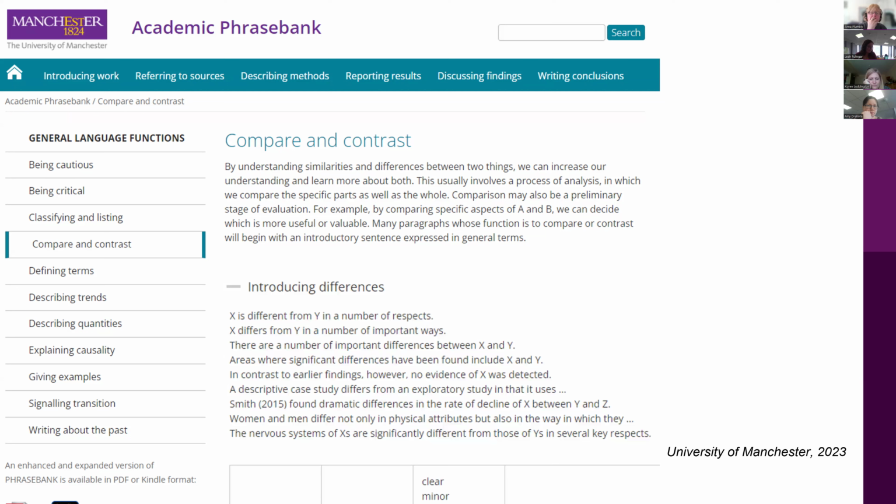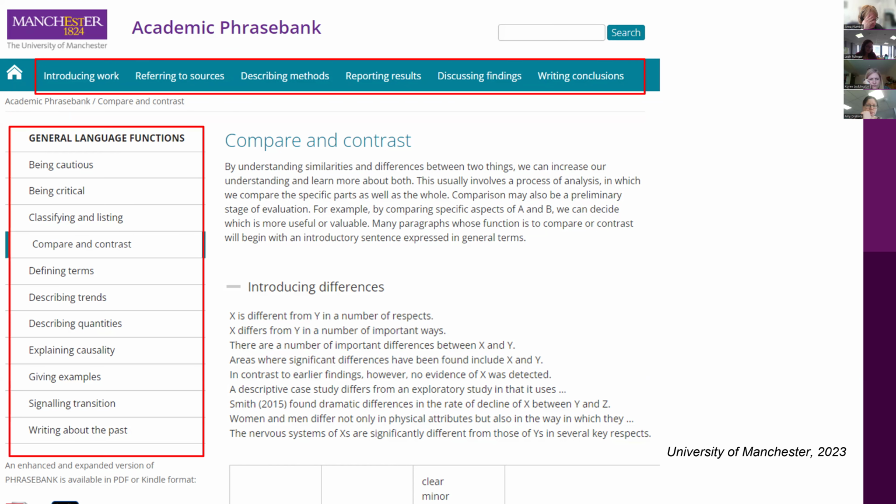So clicking on all of these different headings brings up example sentence starters you can use, which can also help you think in a more critical and synthesized way. So you can see with these examples here with introducing differences, it's already starting to encourage you to present your information in a synthesized way by comparing and contrasting. All of these phrases are arranged depending on what they help you do, and you can explore these more by clicking through all these headings.